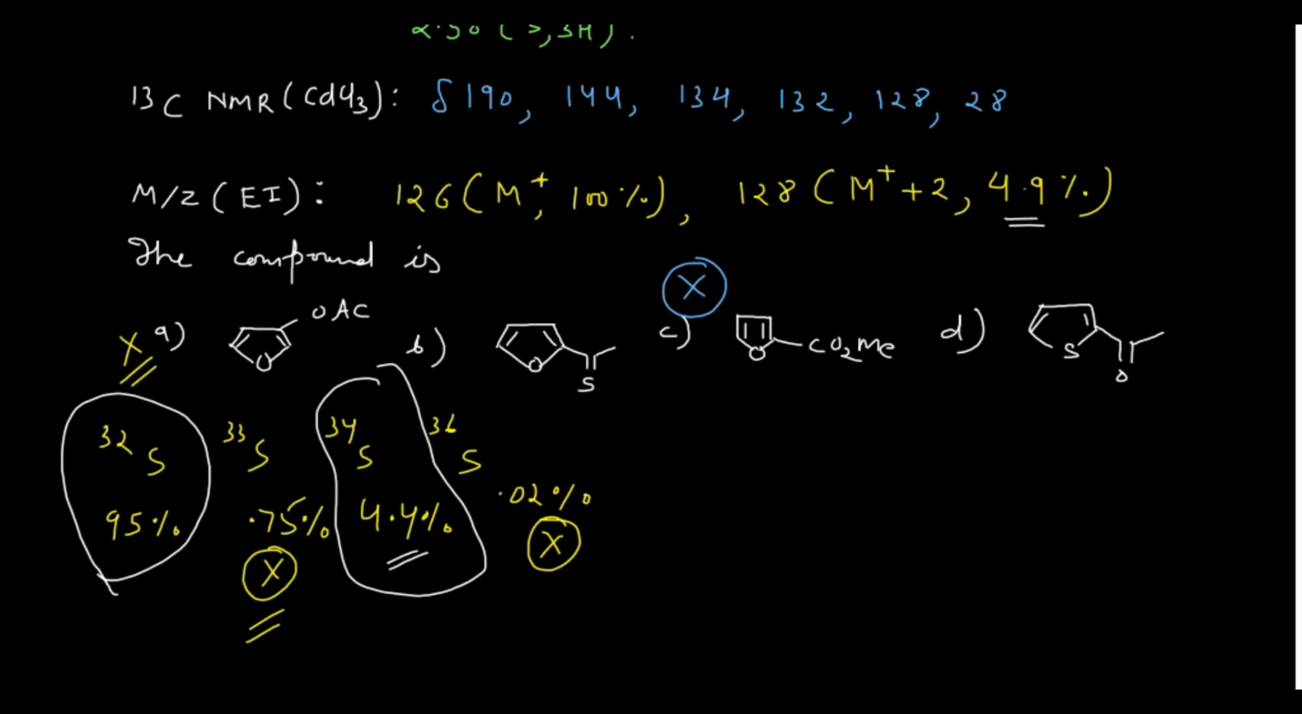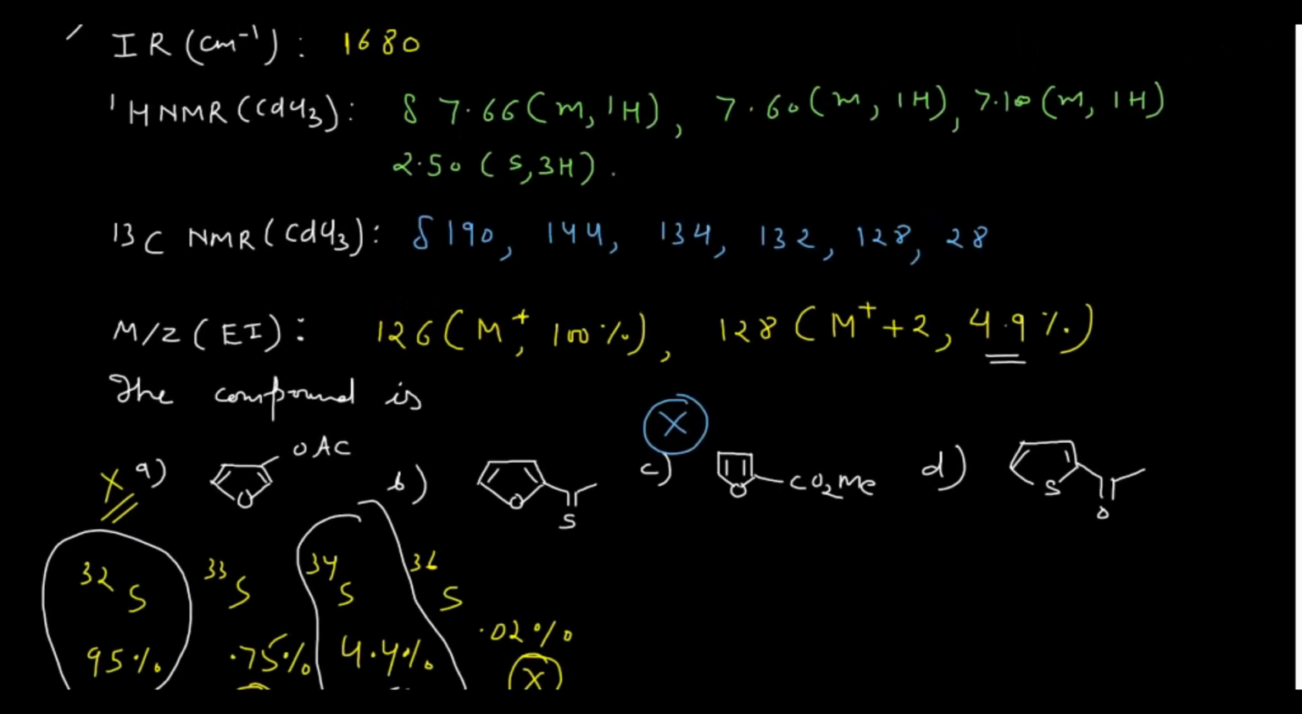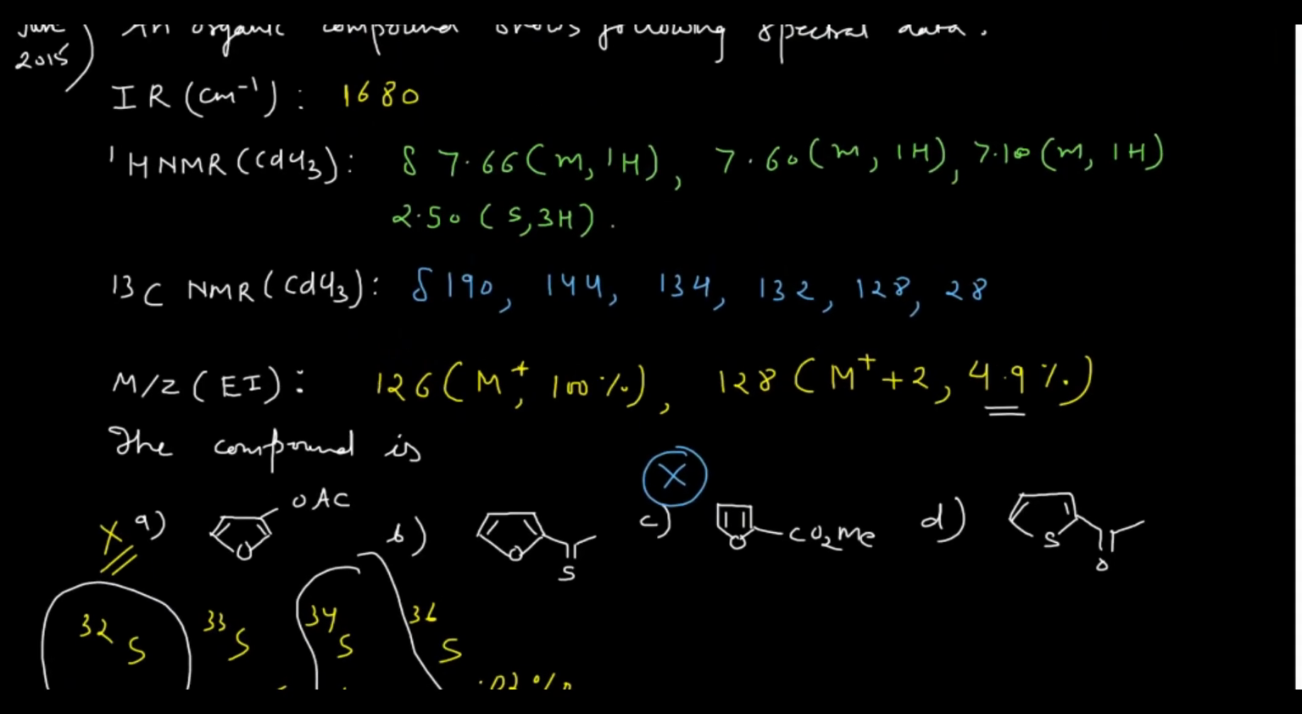Now again we can move further. What is given here? See, in the IR spectrum you are having 1680. This 1680 is basically due to the presence of the carbon double bond oxygen, the carbonyl group, and the presence of this carbonyl group is also indicated by this 190 value. That means your molecule is also having the carbonyl group.